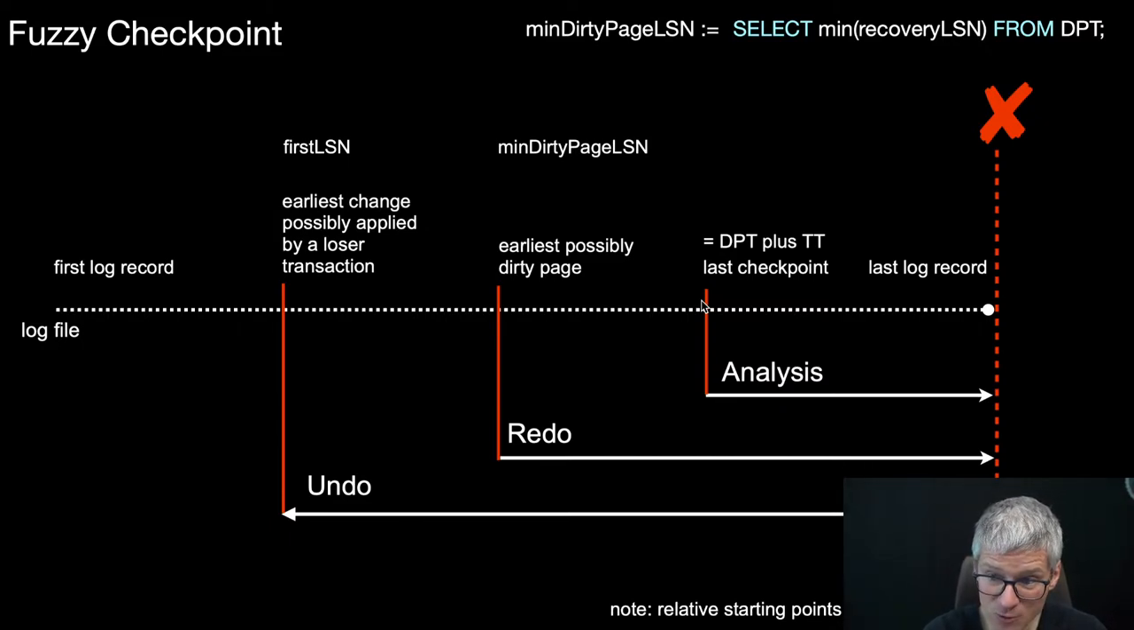This does not affect the redo and undo phases, because the redo phase depends on the earliest dirty page, the earliest update making a page dirty. And the undo phase depends on, from all the loser transactions at this point in time, which was the first change done by those loser transactions? That's not so easy to determine, because you have to really go through the log for the different loser transactions. But what we gained was, at least here, the analysis phase starts later.